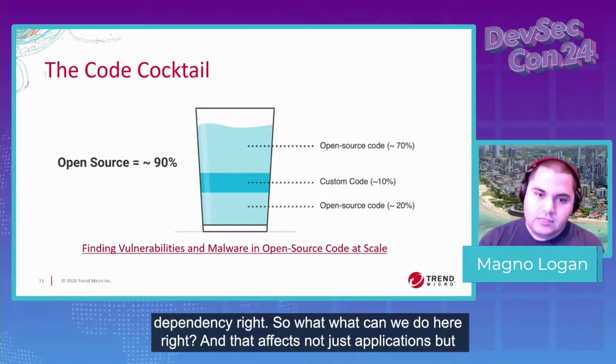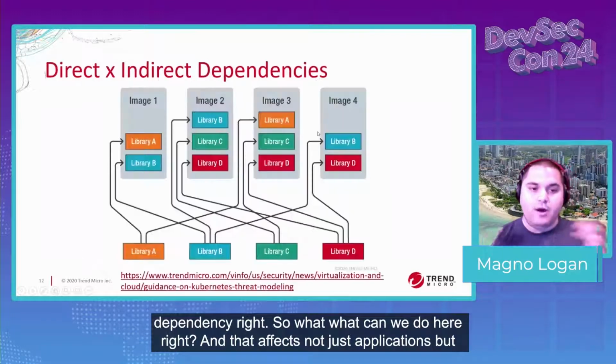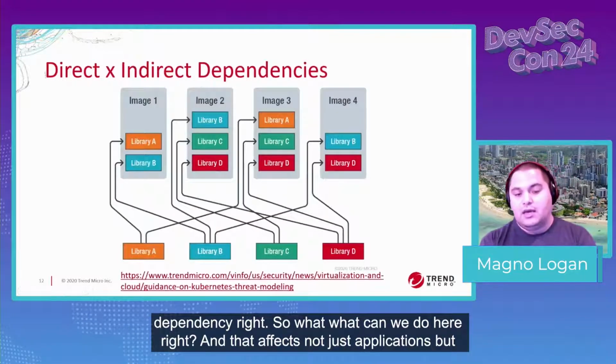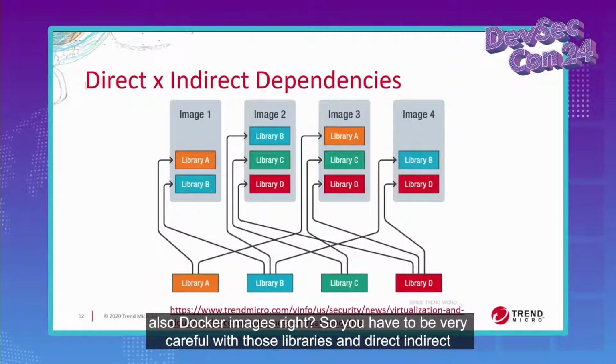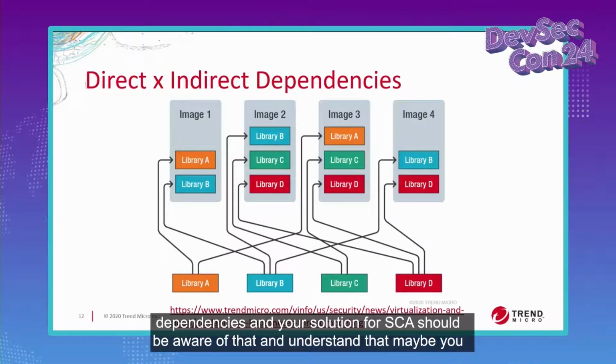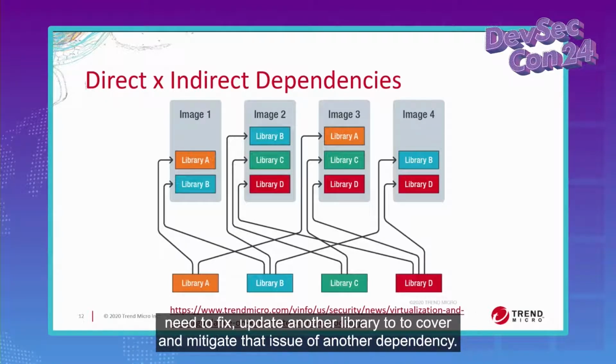right? So what can we do here, right? And that affects not just applications, but also Docker images, right? So you have to be very careful with those libraries and direct and indirect dependencies. And your solution for SCA should be aware of that and understand that maybe you need to update another library to cover and mitigate that issue of another dependency.